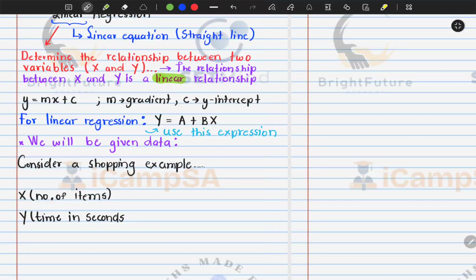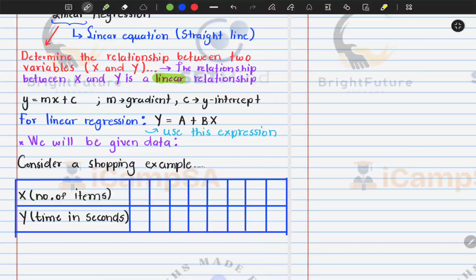I'll quickly draw my table here. For our example, let's say we are picking 5 items, and for these 5 items we take 3 seconds. Then when we are picking up 8 items, we take 11 seconds. Then this person is doing shopping for a set of 12 items, and for these 12 items they take 9 seconds. Then they pick up 15 items, and for these 15 items they take 6 seconds. Then another 15 items, and they take 15 seconds. And then for another set of 17 items, they take 13 seconds.